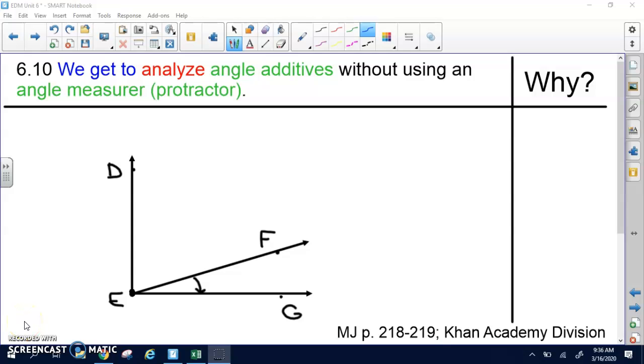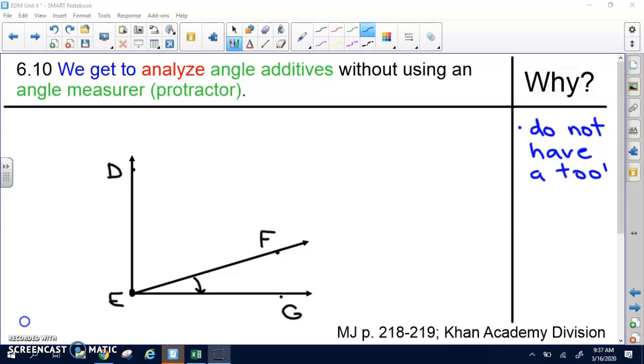Today we're going to be doing lesson 6.10, which is analyzing angle additives without an angle measure or protractor. And the reason we're doing this today is because sometimes we do not have a tool to help us. So if we do not have a protractor, then we are going to be able to figure out our angle measure without using any of those tools. So no tools, no problem.